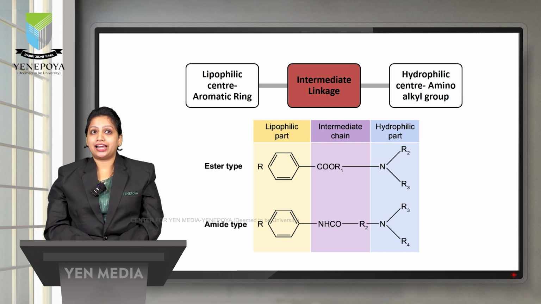So you can see on this slide there are two types, one is the ester type and the other is the amide type. The linker or the intermediate chain will decide whether the local anesthetic is categorized as an ester type or the amide type. In the same category, you can see an R substitution that is attached. This R substitution is nothing but the hydrophobic chain. As the hydrophobic chain increases, the lipid solubility, protein binding, duration of action and toxicity also increase.